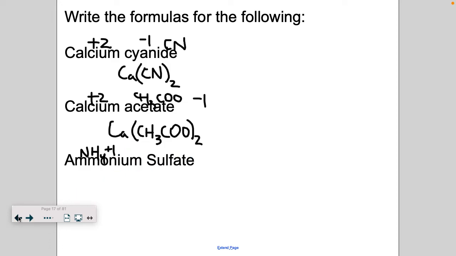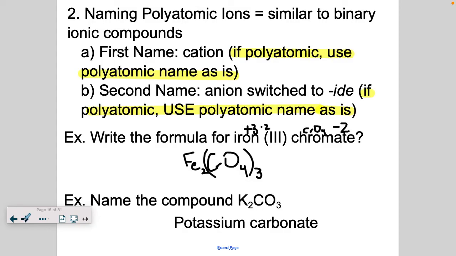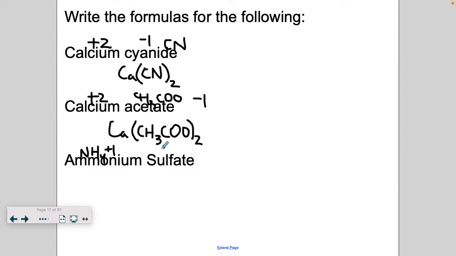Sulfates. Polyatomic. Oh, there it is. SO4 with a -2. Is it 4 so it equals out? So it's SO4 with a -2, I think. Yes, we need 2 ammoniums. So I'm going to put NH4.